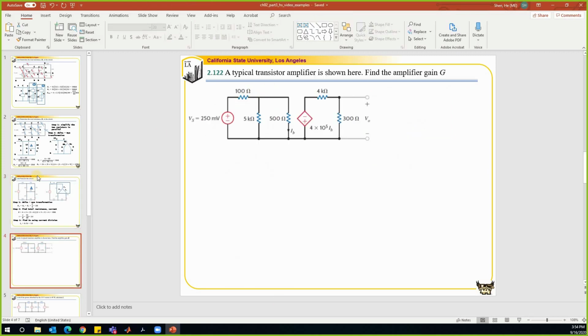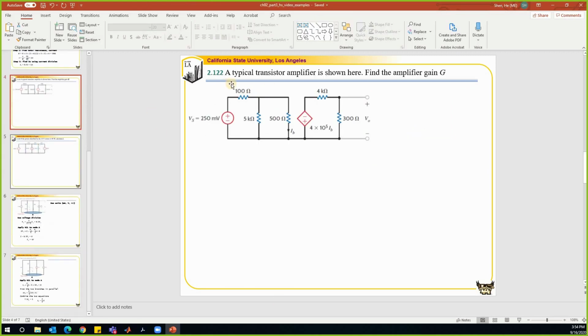So next question. This is a typical transistor amplifier shown in this problem. We're going to find the amplification gain. From one of the practice problems, we already learned that the amplification gain is a ratio of the output VO versus the input. And in this problem, the input is the VS.